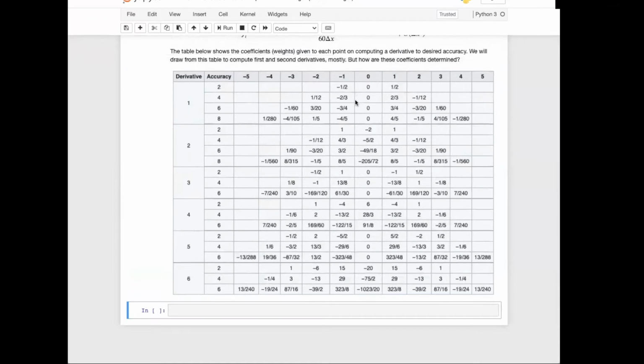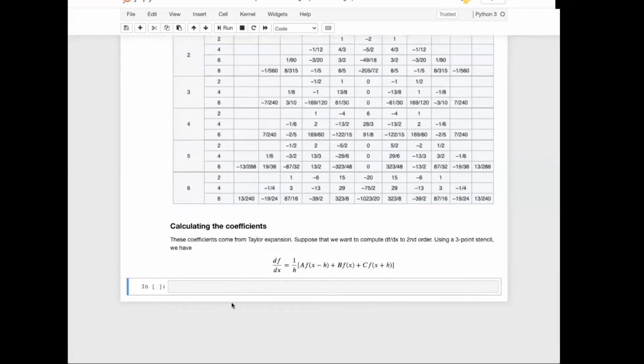Thus, we will draw from this table to compute first and second derivatives, mostly, which are the ones that we use the most in numerical hydrodynamics. But how are these coefficients determined? Well, the coefficients come from Taylor expansion.